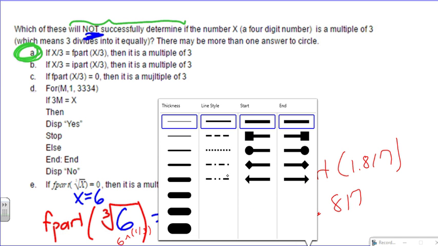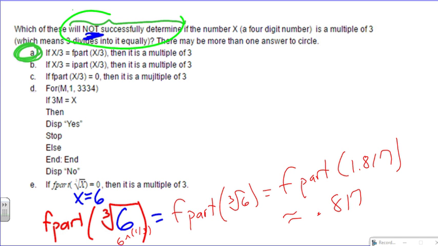And since E does not work, and that's what we're doing, looking for ones which do not work, our answer is A and E.